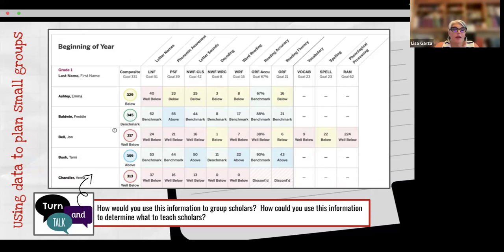Turn and talk with your table about why this information would be helpful when grouping scholars and determining what to teach scholars in small groups. I'm going to give you 3 minutes at your tables to discuss. All right, let me have someone from table 7 share what your table discussed. How would you use this information to group the scholars? And how could you use this information to determine what to teach the scholars?